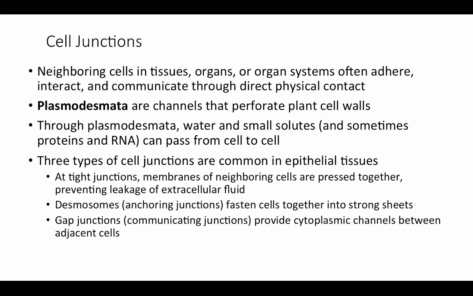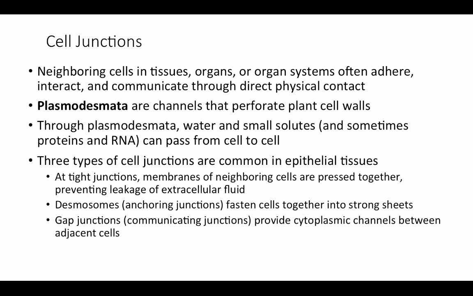In epithelial tissue, so what's an epithelium? It's basically a sheet of closely packed cells that are all in direct contact with one another. This is as compared to, say, a connective tissue where the cells are sparsely spaced within the extracellular matrix. So if we're thinking about an epithelium where all the cells are in contact with each other, we can have 3 different types of cell junctions.